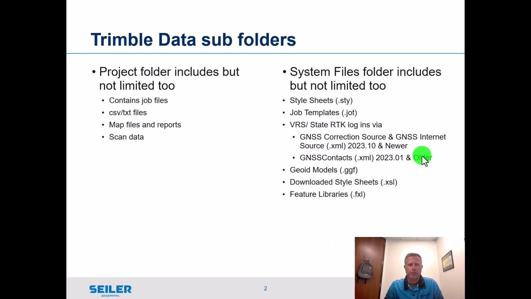Inside of the Trimble data folder are a couple of subfolders, and two of those are the project folder and the system files folder. Inside of the project folder are the job files, CSV files, TXTs, along with map files, job reports, and scan data if you're using an SX10 or an SX12. And inside of the system files folder are style sheets, job templates, along with VRS and state RTK logins.